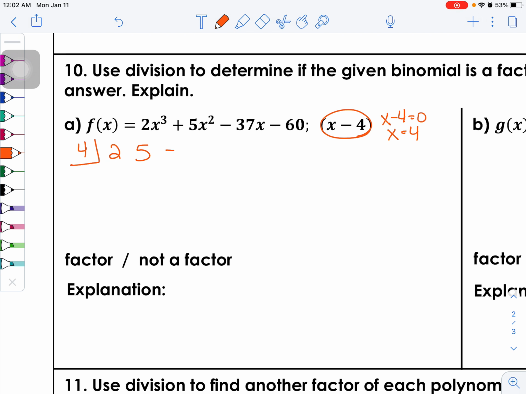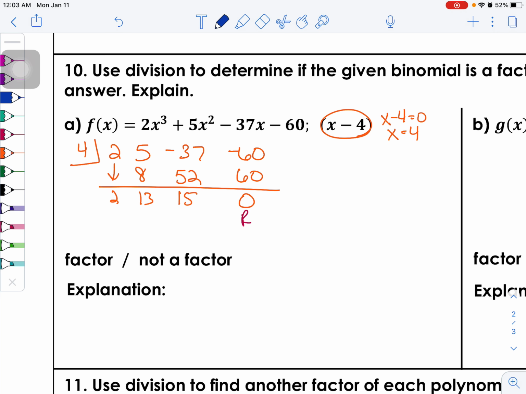All right, so 4. And I'm just pulling the coefficients, double checking to make sure as I'm going I don't need any placeholders. All right, first number drops. 4 times 2 is 8. 13. 4 times 13 is 52. I want to double check that. It is. And then 52 plus negative 37 is 15. 4 times 15 is 60. Remainder is 0. All right, so that's my remainder.